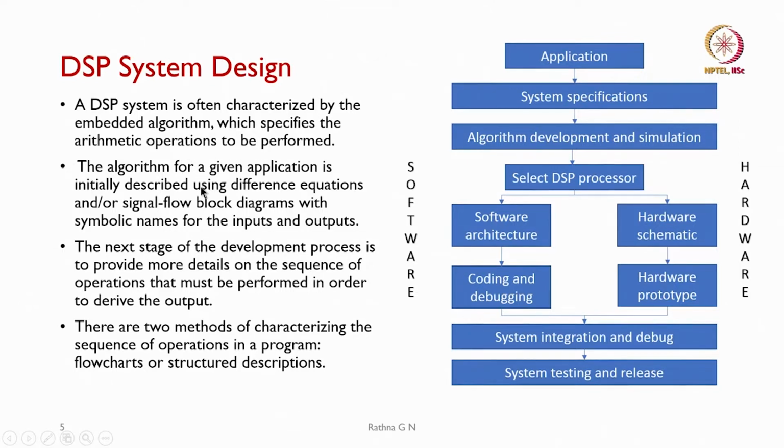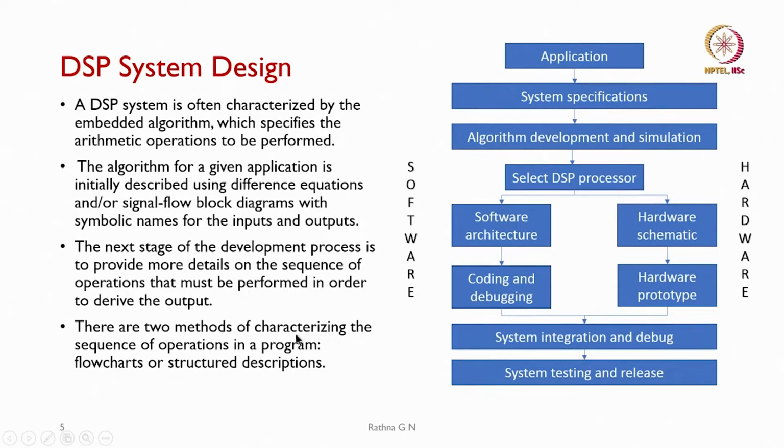The next step is that the algorithm for a given application is initially described using difference equations and or signal flow block diagrams with symbolic names for the inputs and outputs. The next stage of the development process is to provide more details on the sequence of operations that must be performed in order to derive the output.